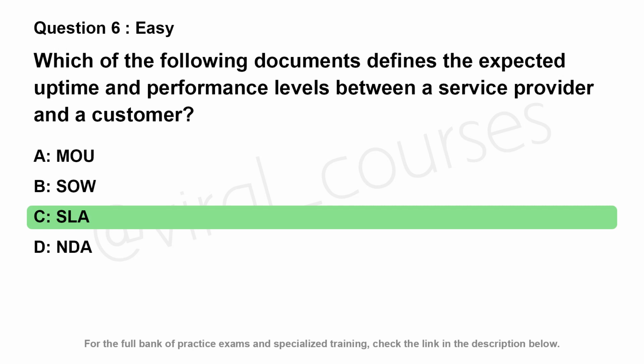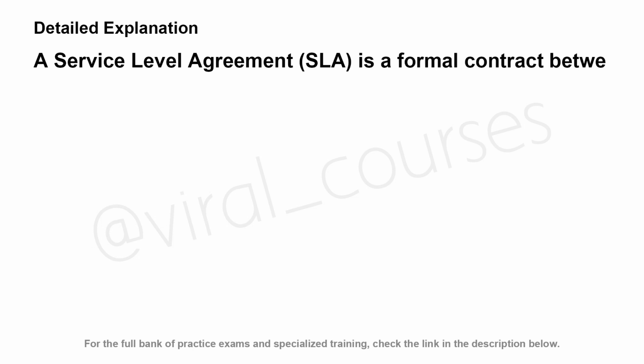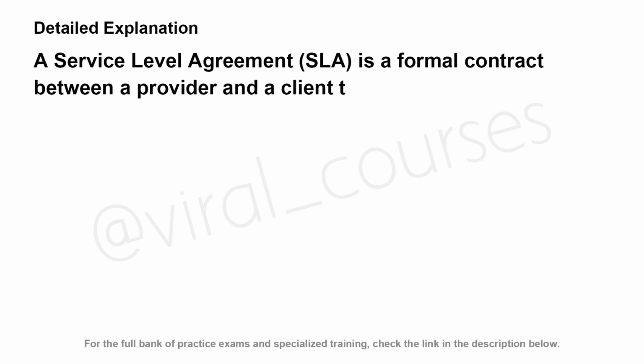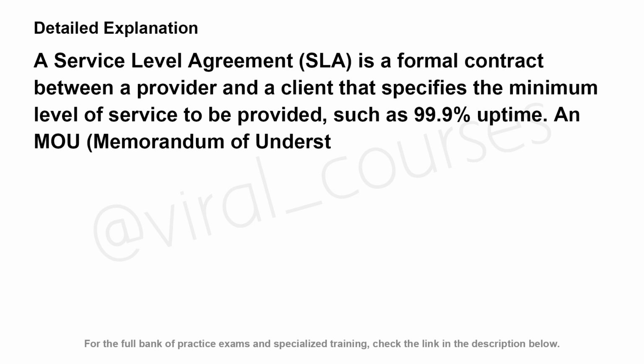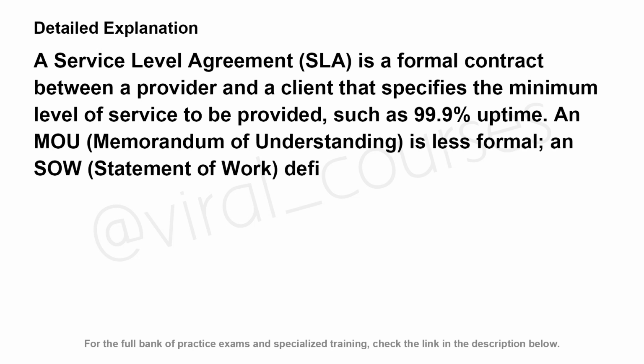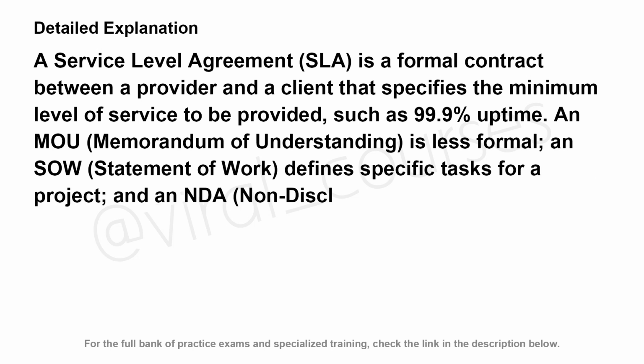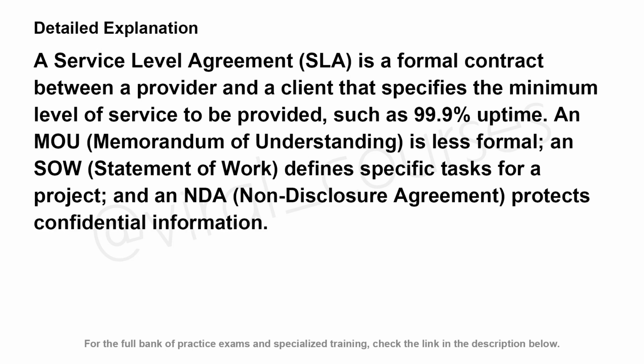The correct answer is C. A service level agreement, SLA, is a formal contract between a provider and a client that specifies the minimum level of service to be provided, such as 99.9% uptime. An MOU, Memorandum of Understanding, is less formal. An SOW, Statement of Work, defines specific tasks for a project, and an NDA, Non-Disclosure Agreement, protects confidential information.